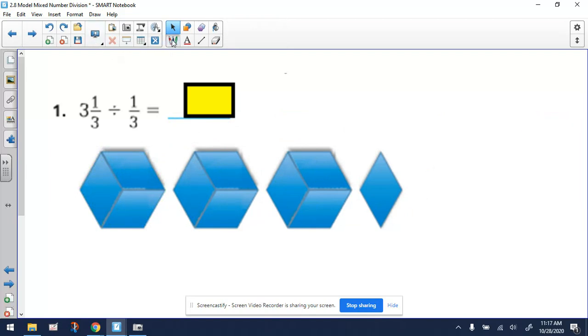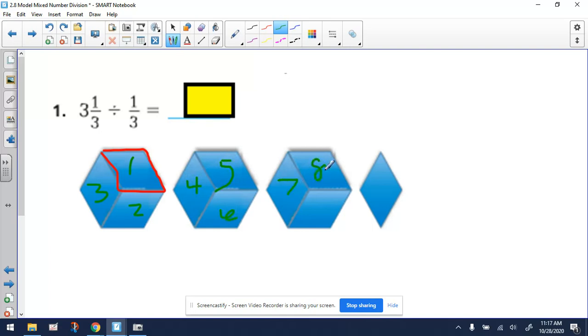Now, if we look for our groups of 1/3, this is 1/3 of the hexagon. And if we count how many of those we have, 1, 2, 3, 4, 5, 6, 7, 8, 9, 10. So we know the answer is 10 by looking at the picture. Now, if we did the standard algorithm to get 10, we would rename this as an improper fraction by multiplying 3 times 3, which is 9, and adding in the 1, which would be 10 thirds. So I'm going to write that over here, 10 thirds, and we're dividing that by 1/3.